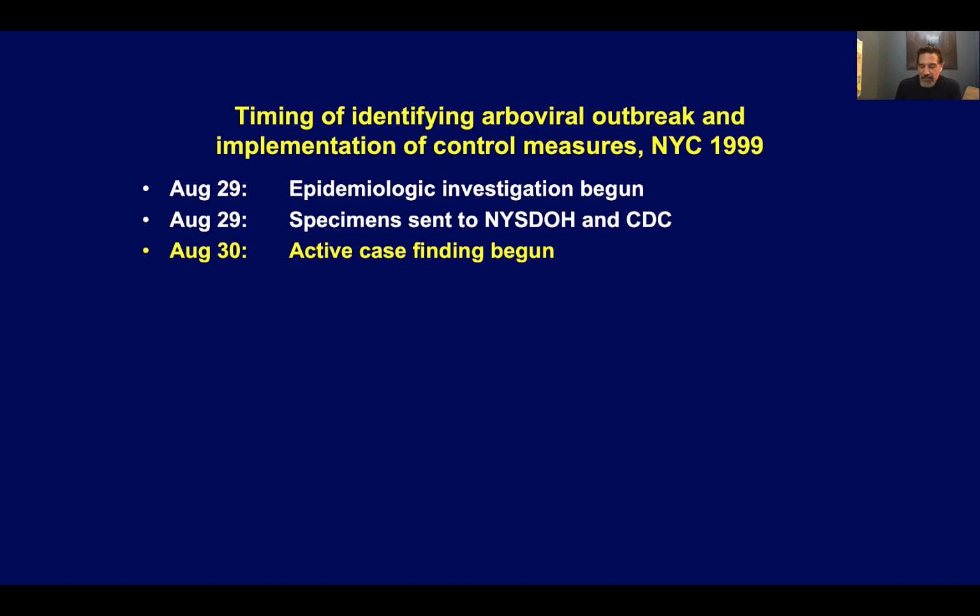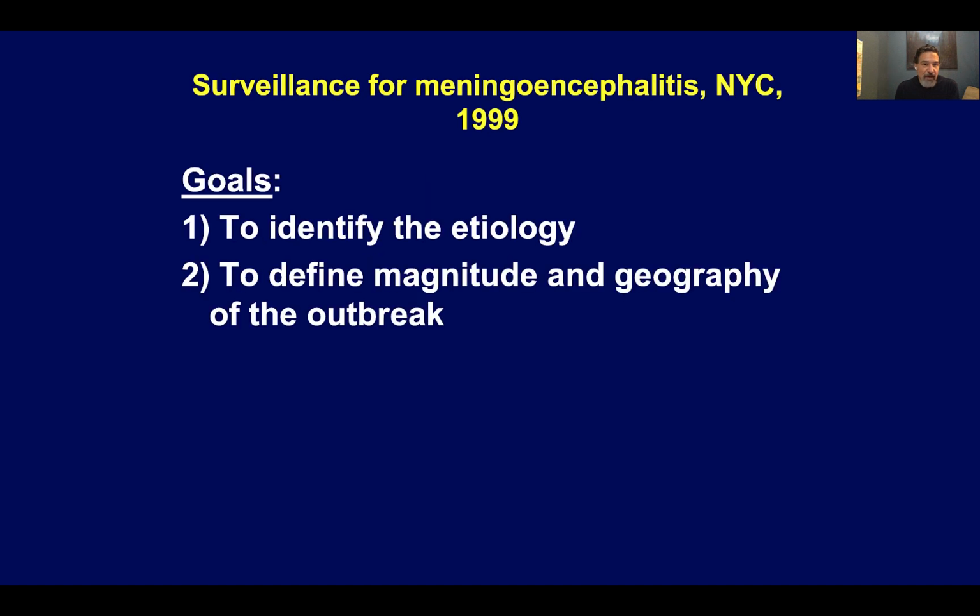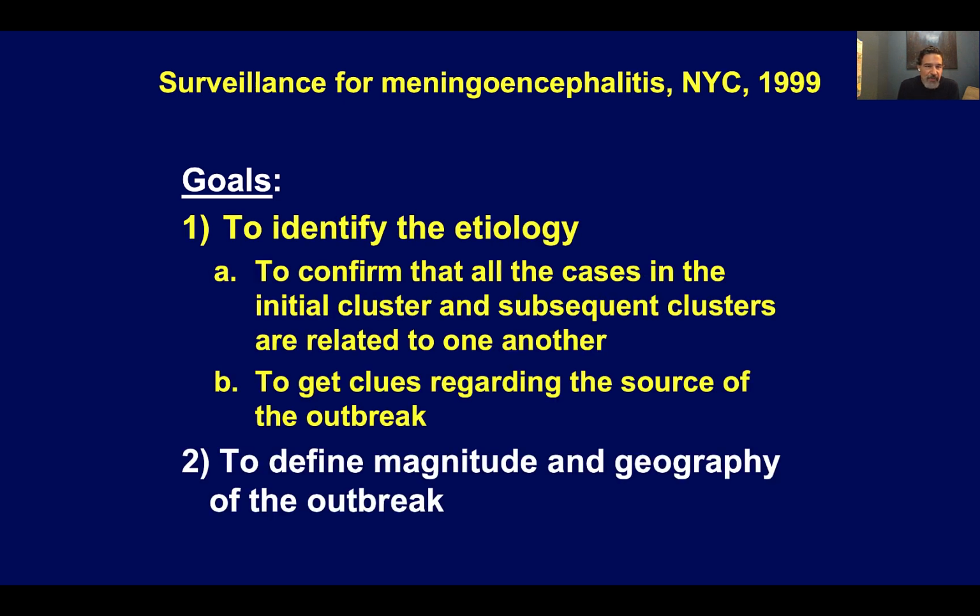So naturally, the health department wanted to look for more cases and to understand the extent to which there were any more cases around the city. The goals of this part of the surveillance are really to identify the cause of the cluster, the cause of the outbreak, and also to define the magnitude and geography of the outbreak. To identify the cause of the outbreak, it really comes down to trying to confirm the extent to which all of the cases in that initial cluster of 8 and any subsequent clusters or subsequent cases are related to one another and not different causes, different etiologies, and also to get clues regarding the potential source of the outbreak.